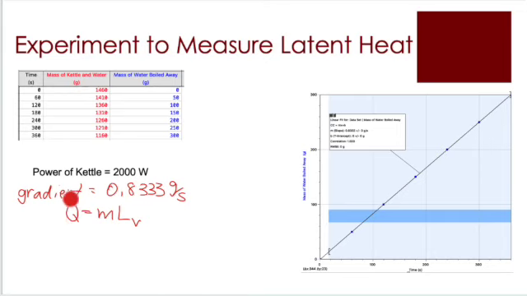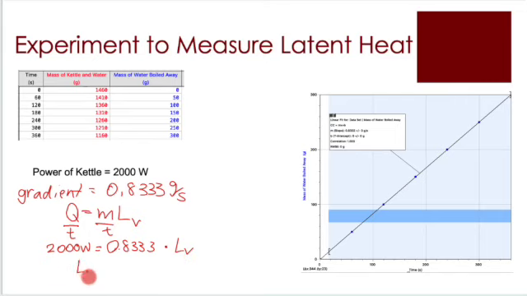Now I don't have the heat here. What I have is the power of my kettle. Now power is energy over time, so if I divide this right here by time, I can also divide this side right here by time. And now I have these two values. My power, the energy over time, is 2,000. That was given to me. The mass per time, that is my gradient, and then our latent heat. One thing to remember is that this was grams per second, so when I calculate my answer, it's going to be in joules per gram.